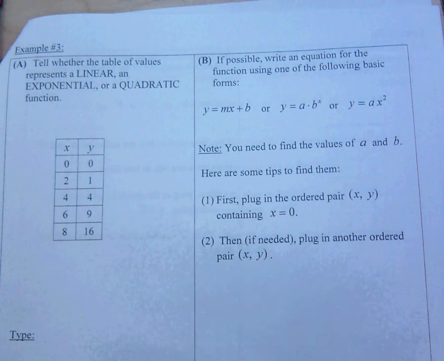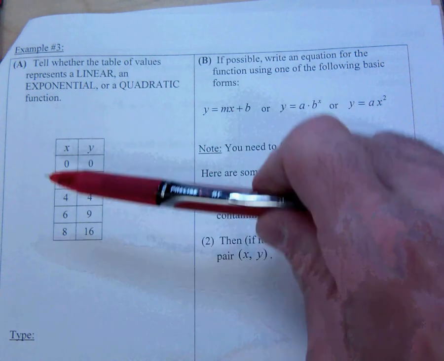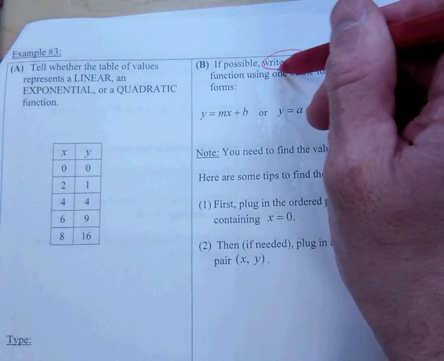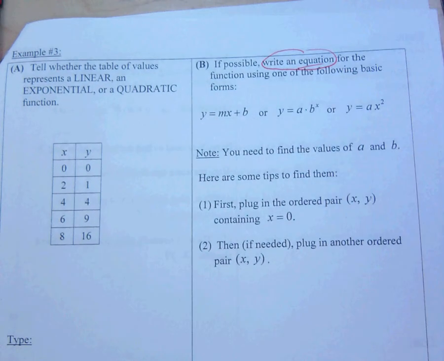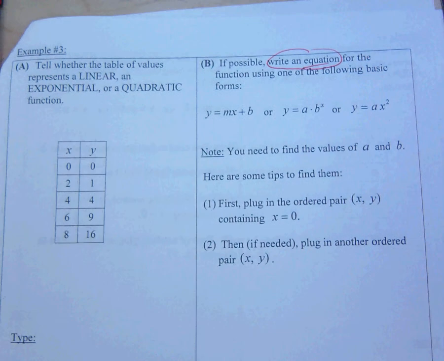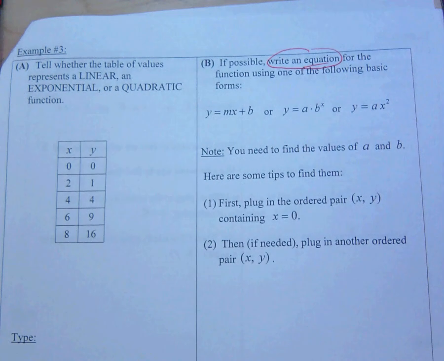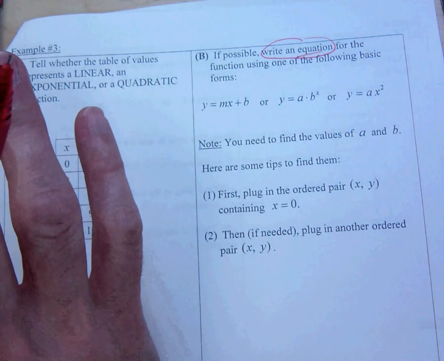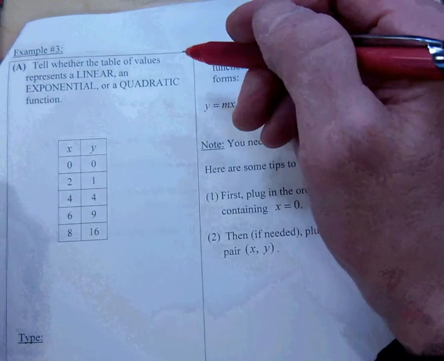Anyway. All right, so now watch. We're going to go a step further. Not only are we going to identify the type, in part B, we're going to write the equation. You guys ready? And that's the challenging part. So let me, guys, please stop this chatter. Please.